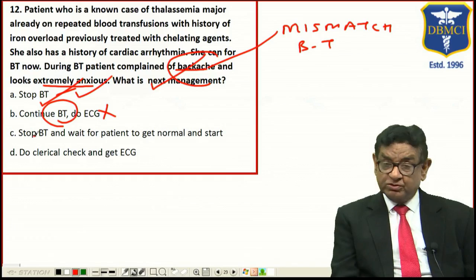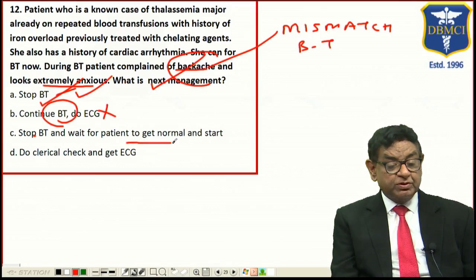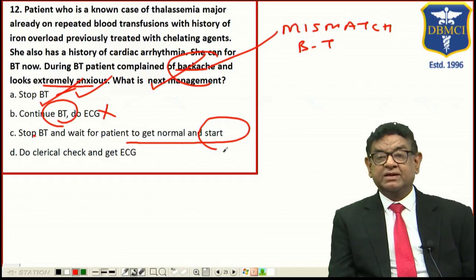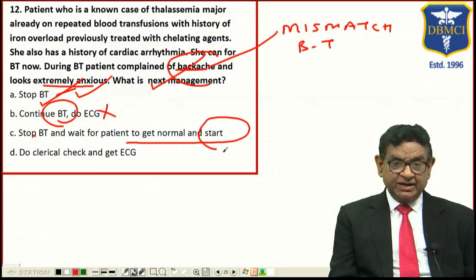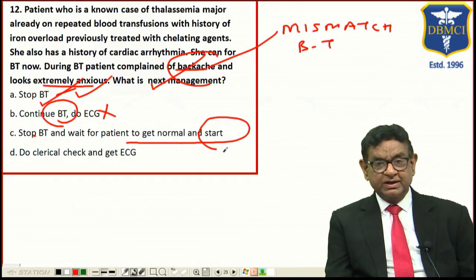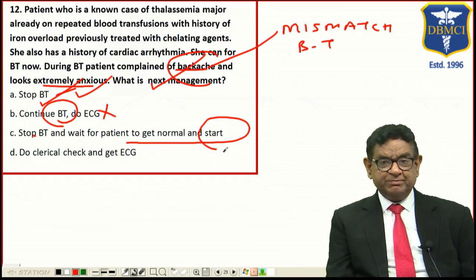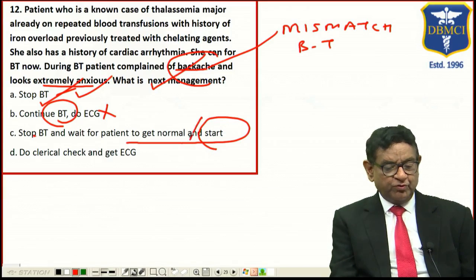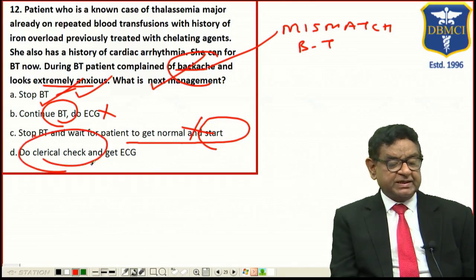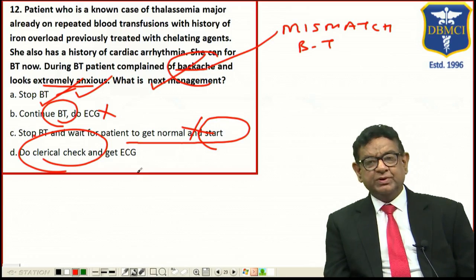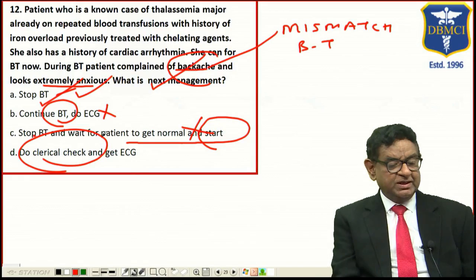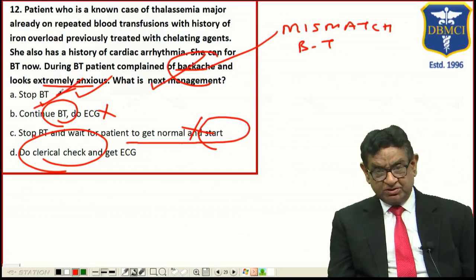Stop BT, good idea, wait for the patient to get normal, restart. I think this is the most stupid thing a doctor or a nurse can do in the ward. We have come to know that the patient has a mismatch. You restart. That means you are really pushing the patient to death. No way. Do clerical checks. Clerical checks are to be done later on. First save the patient. So no doubt that the best answer to this question is A.